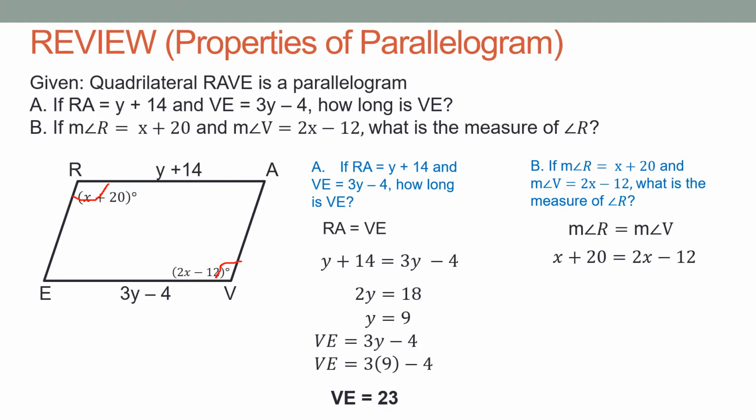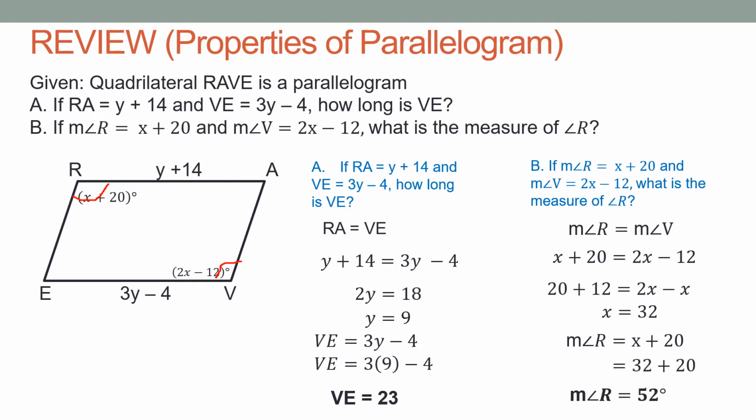Naka-equal lang. And then, using properties of equality, combining similar terms, we have 20 plus 12 equals 2x minus x. 20 plus 12 is 32. 2x minus x is simply x. So, x is equal to 32. To find the measure of angle R, substitute the value of x into the expression x plus 20. 32 plus 20, measure of angle R is equal to 52 degrees.